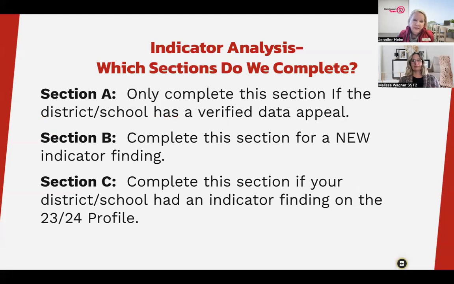And so we always get questions about which sections of this indicator analysis to complete. Keep in mind that form used to be called the self-review summary report. You will only complete section A if the district or school has a verified data appeal. Section B is completed when there's a new indicator finding. And then section C is completed if that district or community school has also had an indicator finding in that same indicator in the 23-24 profile.